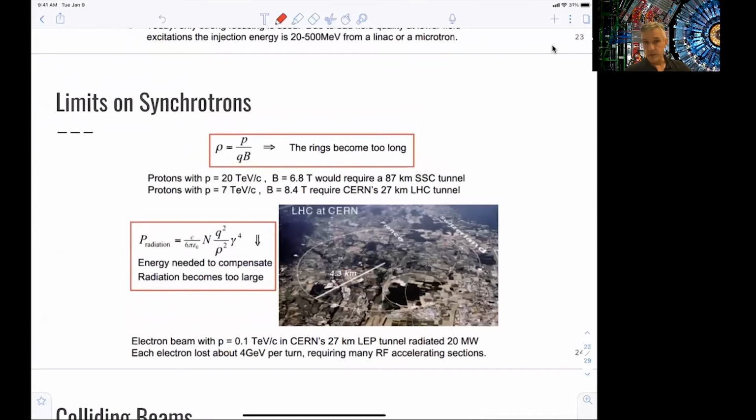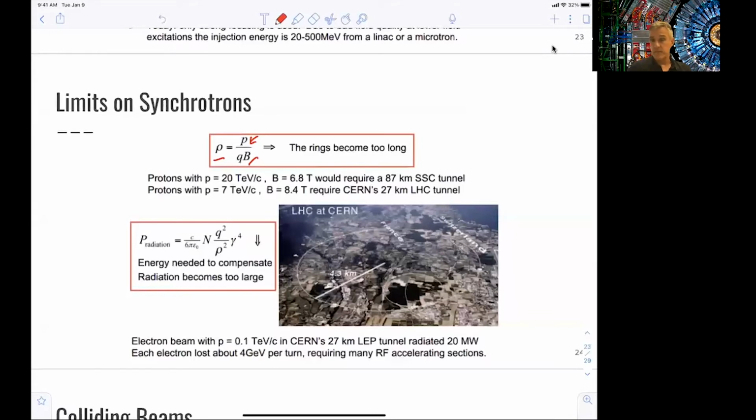Synchrotrons have limitations. There are two which are rather important. The first one: the radius of the synchrotron is determined by the momentum of the particle and your magnetic field. So at some point you run into technical limitations on the magnetic field strength. Modern superconducting magnets get up to in the order of 8-9 Tesla. We are able to produce accelerator grade magnets of up to 14 Tesla using superconducting materials.